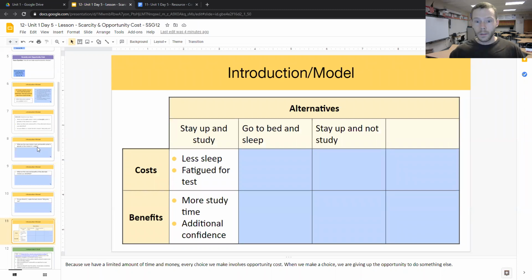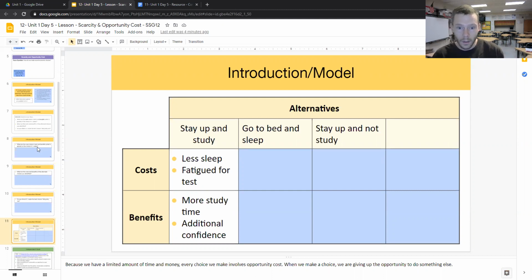When we're thinking about this, this gives us a very basic way of thinking about essentially the cost-benefit analysis matrix. And because we have a limited amount of time and money, every choice that we make involves opportunity cost, and that's the foundation of scarcity. So when we make a choice, we are giving up the opportunity to do something else, right? So in this case, we see three very clear alternatives.